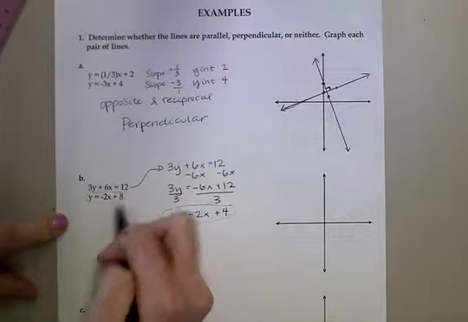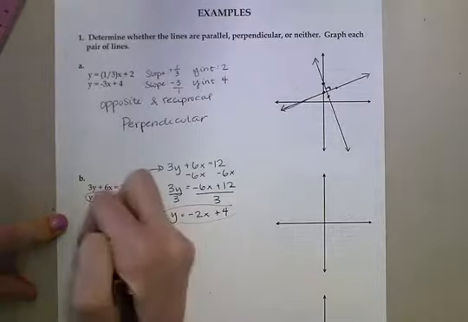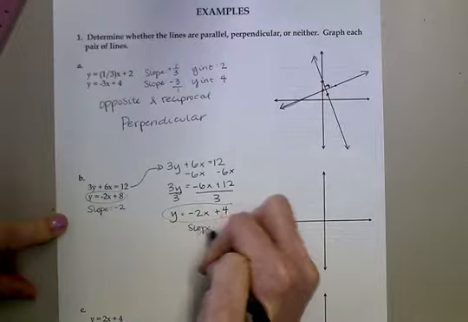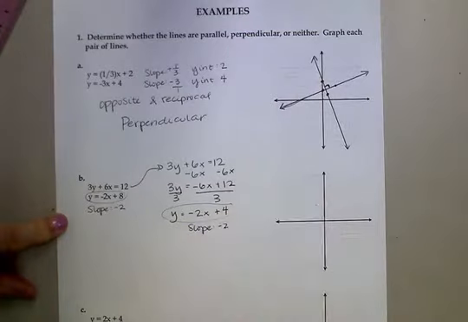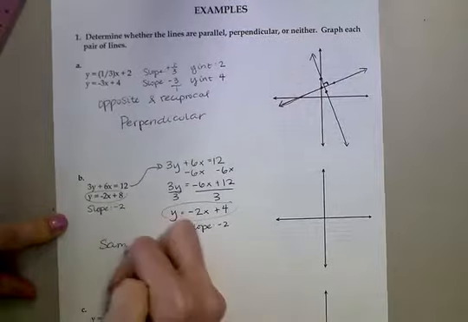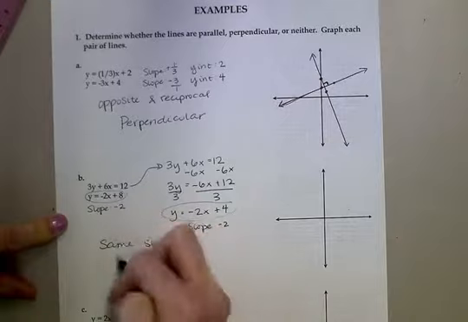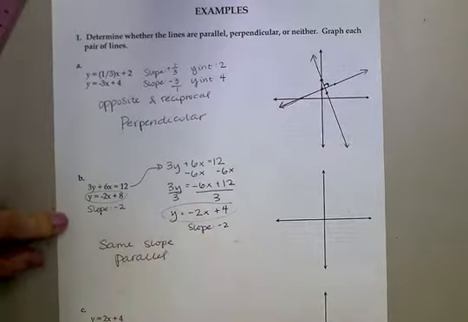Here's our second equation in slope-intercept form, and let's take a look. Well, it looks like their slopes are both -2. The slope on the second one is -2, and the slope on the first one is -2 as well. They have the same slope, so they must be parallel. Let's graph them just to double check.